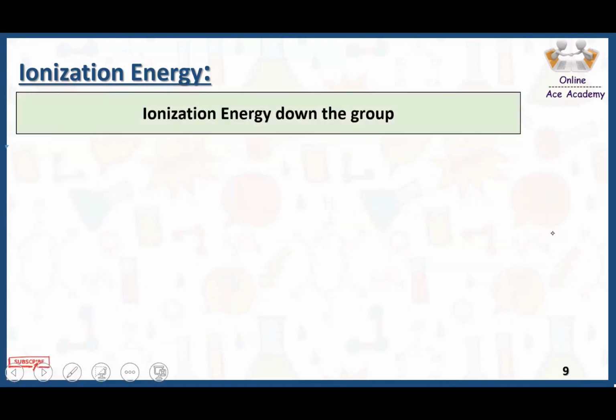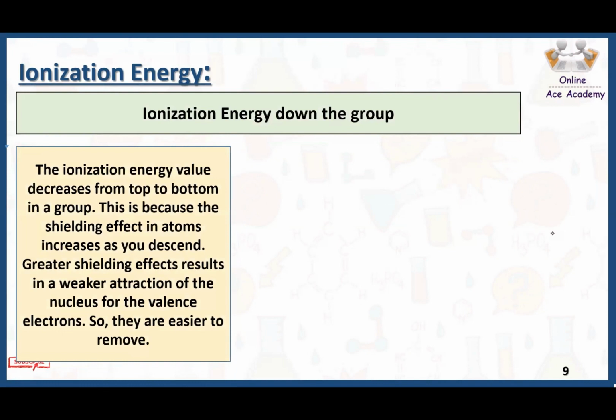Ionization energy down the group. The ionization energy decreases from top to bottom in a group, because this time the shielding effect is increasing. As we move from top to bottom, the atomic radius also increases, and the shielding effect also increases. Due to this, ionization energy decreases down the group.